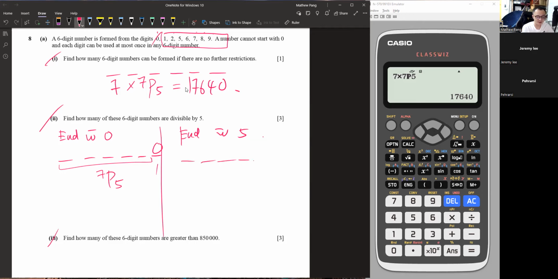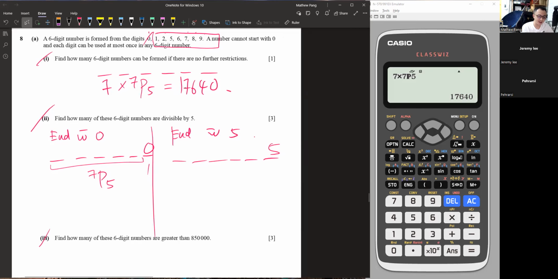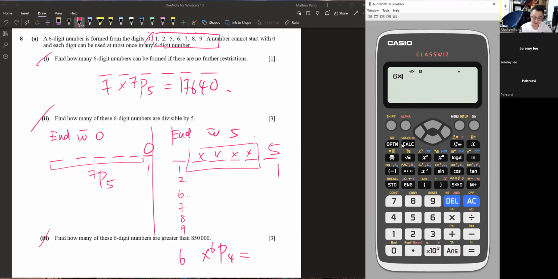Okay, this one, ending with 5. So if it ends with 5 here, in front here, I cannot use the 5. So I can use any number from 1, 2, 6, 7, 8, 9. I cannot use 0 also. So I only have 1, 2, 3, 4, 5. I have 6 choices for the first one. Then the middle 4 digits can put any of these 8 numbers, I use 2 numbers, I still have 6 numbers. I have 4 places to fill in, isn't it? So it's 6P4. This is one way also, right?